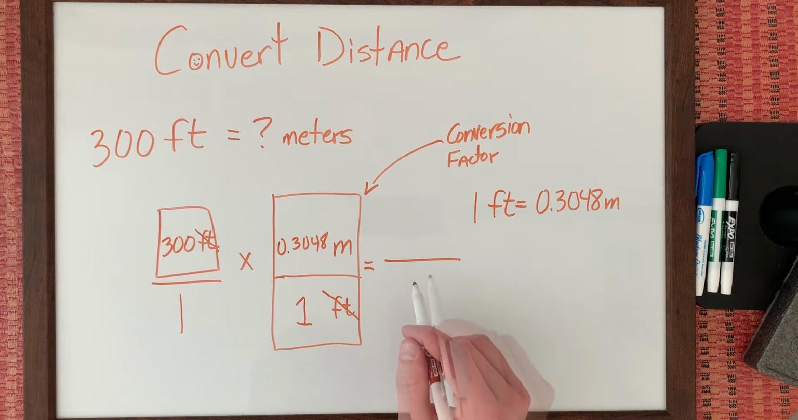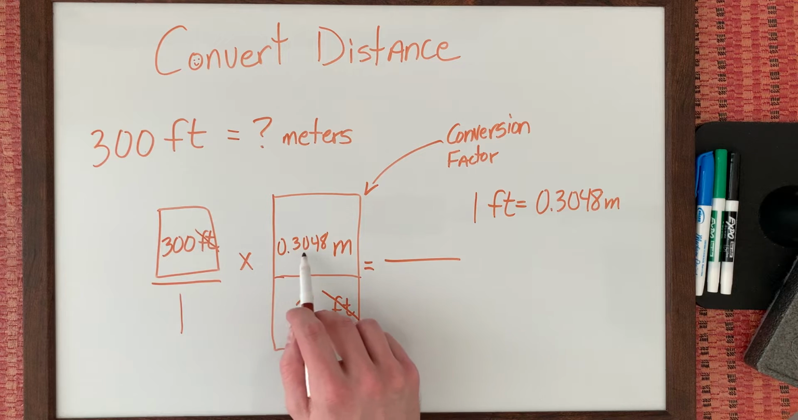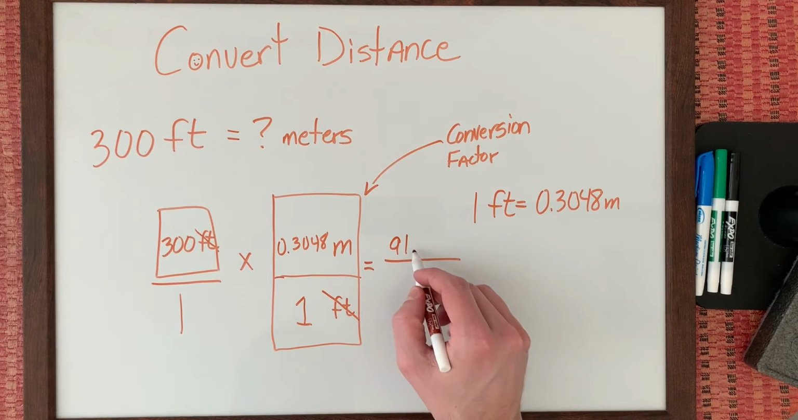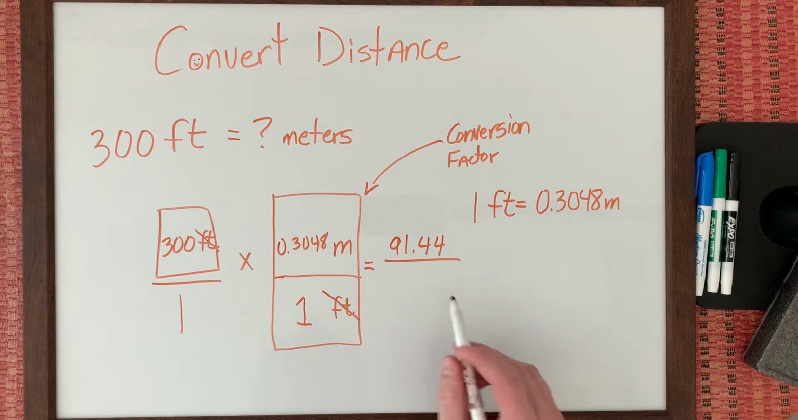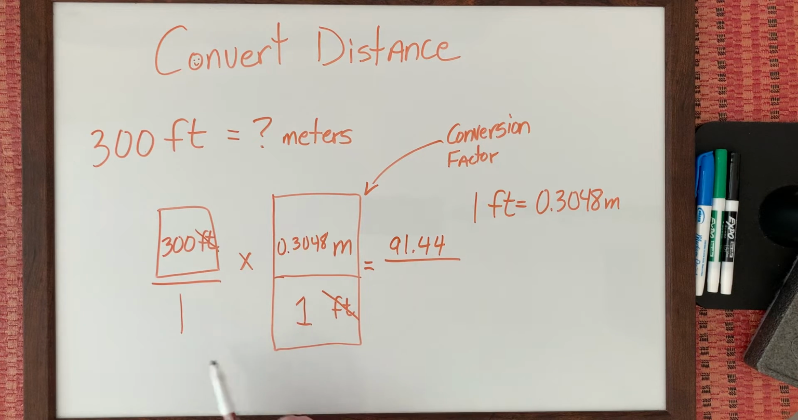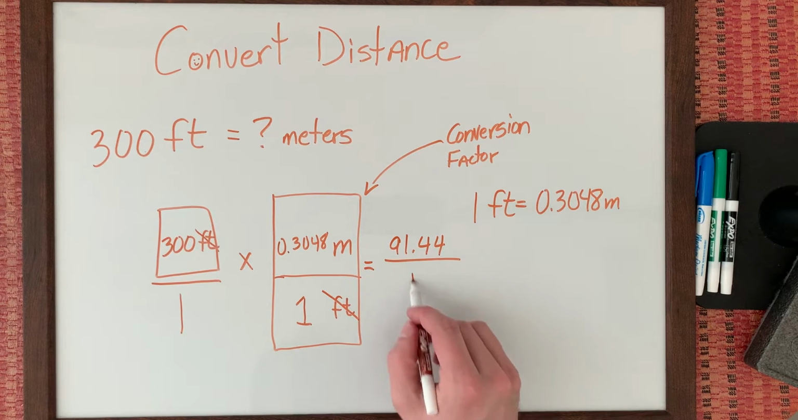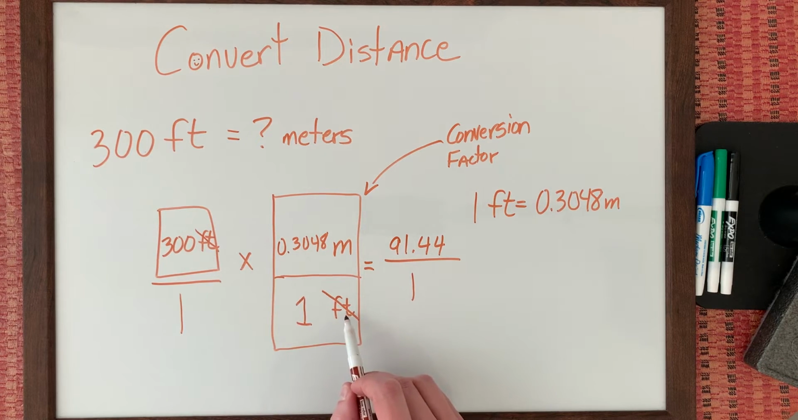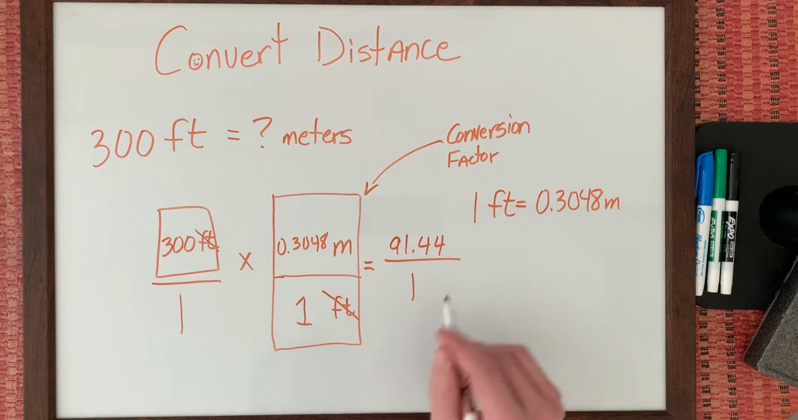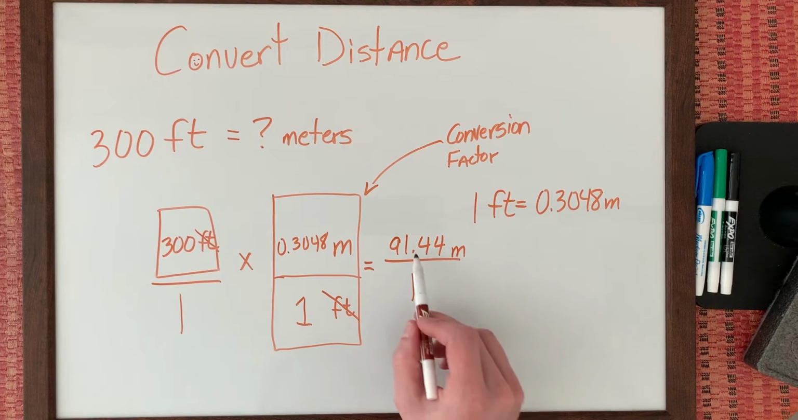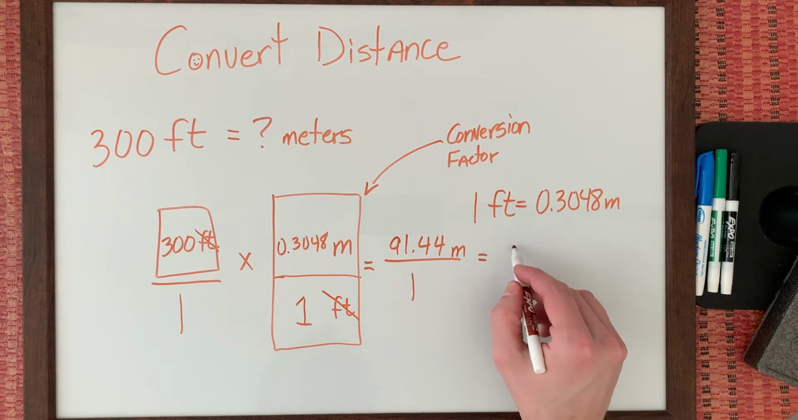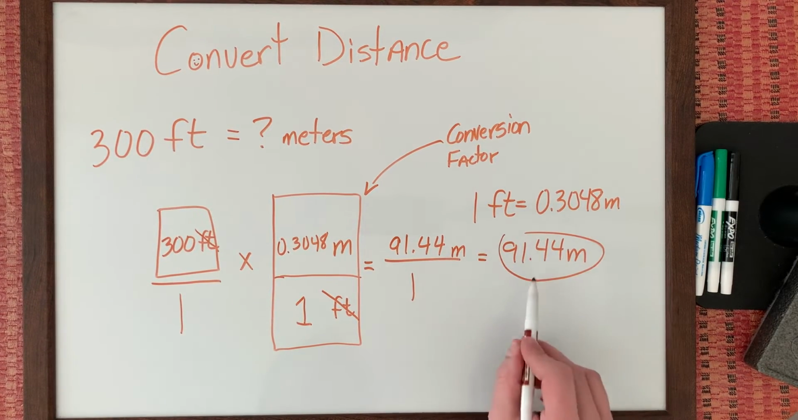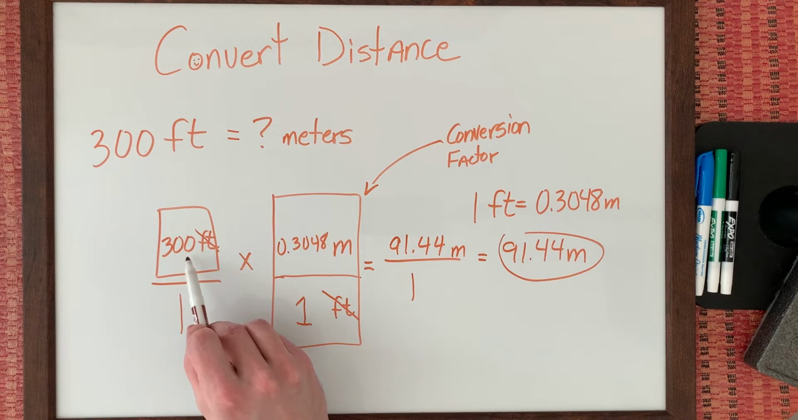Now, if we do the math on this, you will get 300 times this decimal, 0.3048, and you will get 91.44. That's the numerator, just multiplying the numbers. The bottom is just 1 times 1, which is 1, okay? The units, well, feet canceled because it's diagonal, and all I'm left with is meters. So I'm going to put an M here for meters, and any number divided by 1 is just itself. 91.44 meters. This is the same distance as 300 feet.